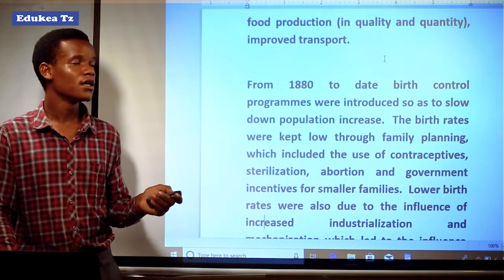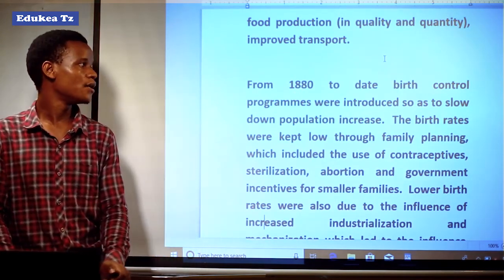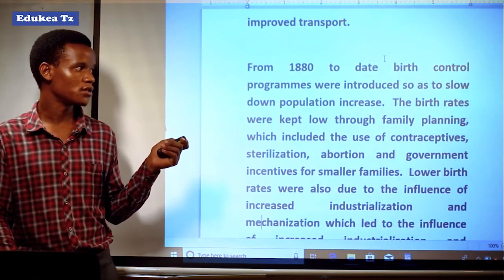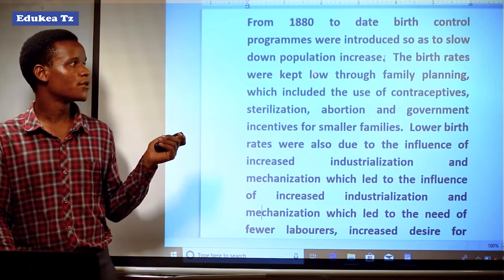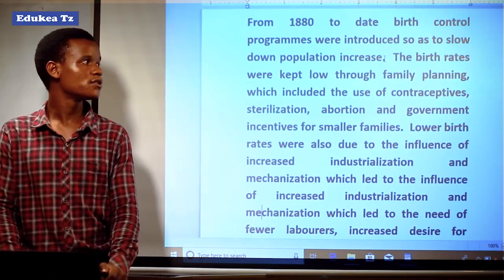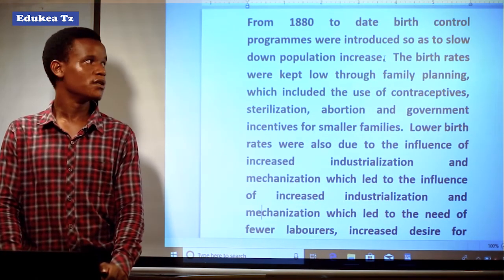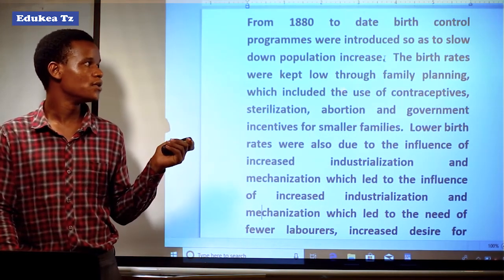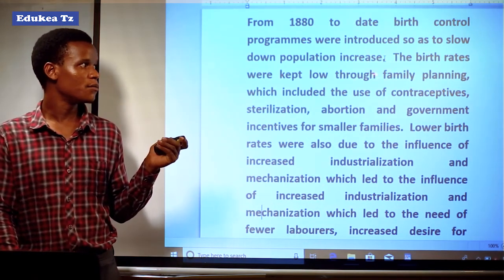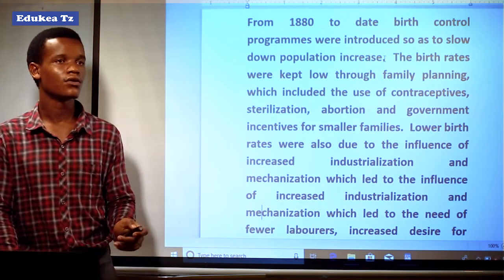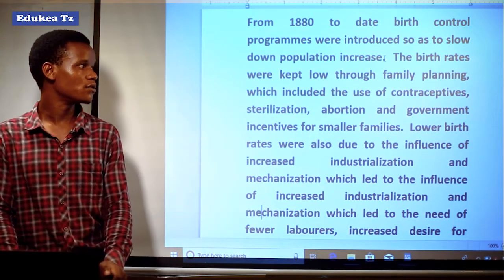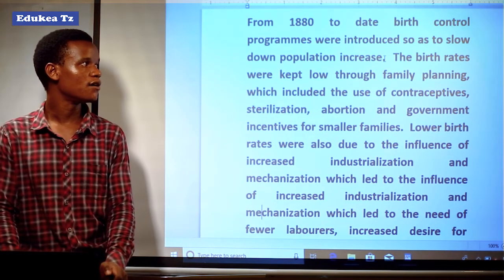By these years, the government of the United Kingdom applied different programs in order to control the population increase. The birth rates were kept low through family planning. They applied family planning strategies, so the birth rates tended to be controlled by keeping to the rules of family planning. They thought that these policies would play a great role in controlling the population, and that it was a better way of controlling the population.